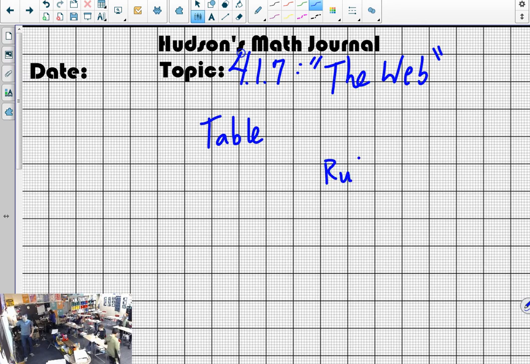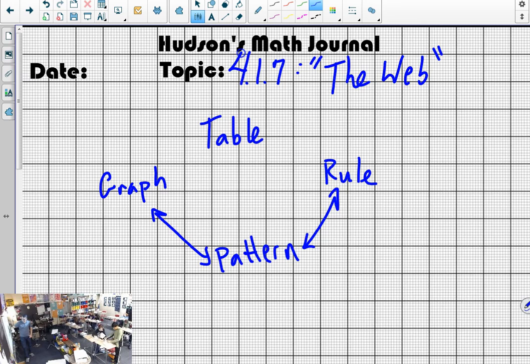Table, rule, notice that all of these arrows go both directions. You should be able to work any direction from any of these to any of these. Given just one of them, we should be able to derive all of the others.